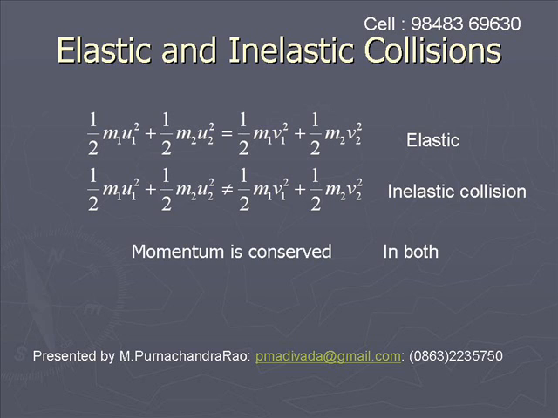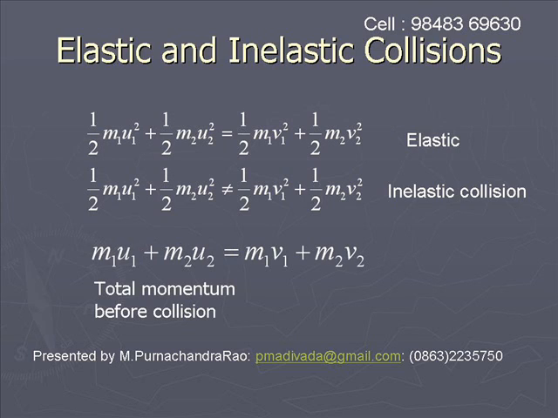Inelastic collision. In both types of collisions, momentum is conserved. That is, the total momentum before collision is equal to the total momentum after collision. We know that mv is momentum, mass into velocity. So, the momentum of the first body is m1 u1 and the momentum of the second body is m2 u2. The total momentum before collision is m1 u1 plus m2 u2. The total momentum after collision is m1 v1 plus m2 v2.